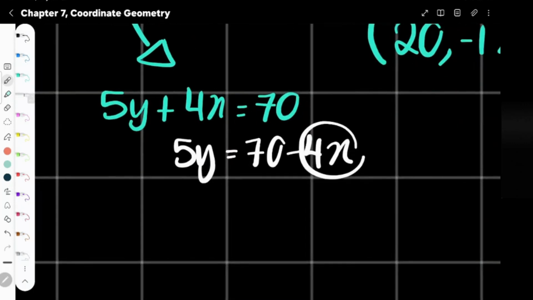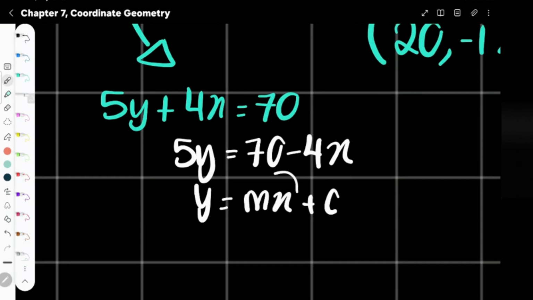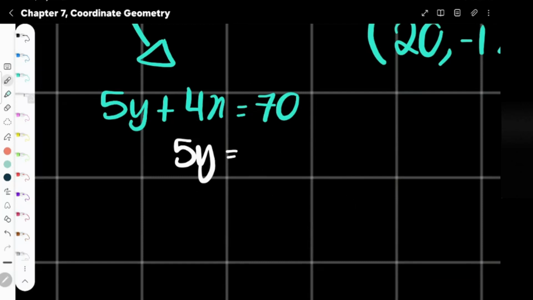But we do not want x here. Why? Remember, y equal to mx plus c. x we want to be next to the equal sign, right? So we can move the x to the front. I know it looks ugly because there's -4, negative, but it's fine. Just do it.